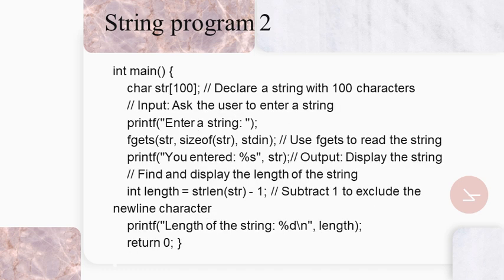Another simple example for string manipulation, where we get a string input using the fgets function and find the length of the string using the function strlen, string length, and subtract 1 to find the actual length of the string, because the null data will be there at the end of the string. The length of the string is displayed at the end.